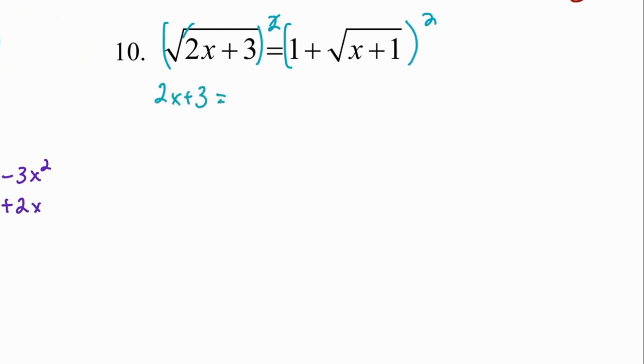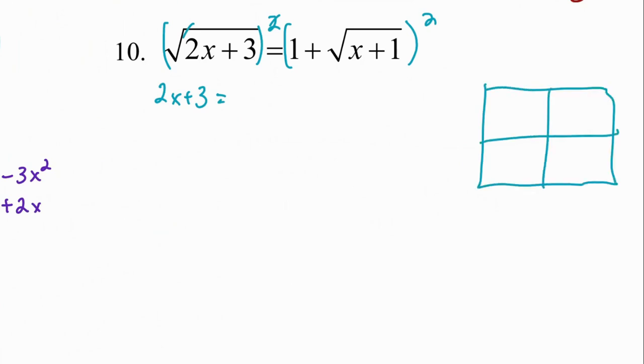On the right side, we're going to do the box, and it's going to be kind of a funky box because what we're actually squaring is 1 plus the square root of x plus 1. That whole thing is just like one term times 1 plus the square root of x plus 1. So we need to be careful there.